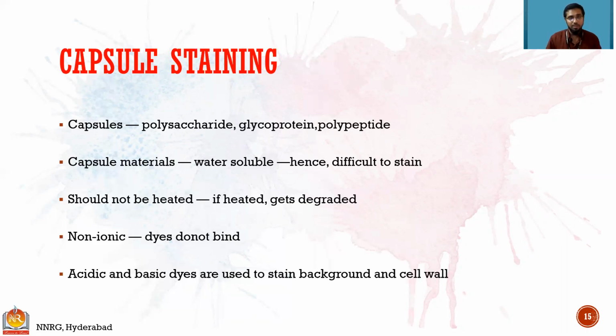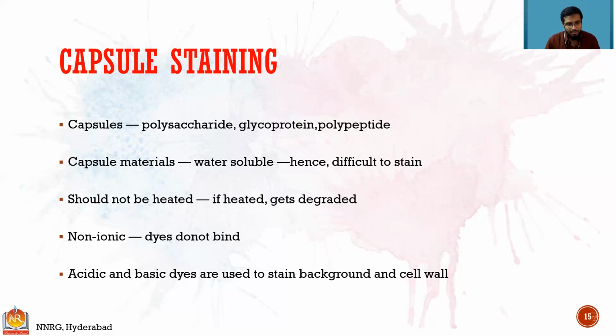For capsule staining, heat should not be supplied. Since the capsule contains polysaccharides or proteins, and proteins are very heat sensitive, they easily get denatured. Even polysaccharides, the sugar molecules, are very sensitive to heat and just get degraded. As a result, we should prevent heating. When we prepare the smear, we should not heat it. We need to air dry it in order to retain the bacteria.